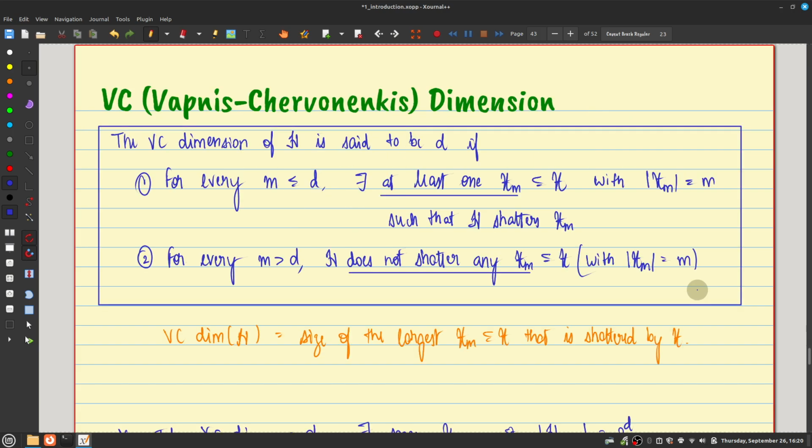Okay, going back to the definition of the VC dimension. The VC dimension is the size of the largest subset of X which is shattered by H.